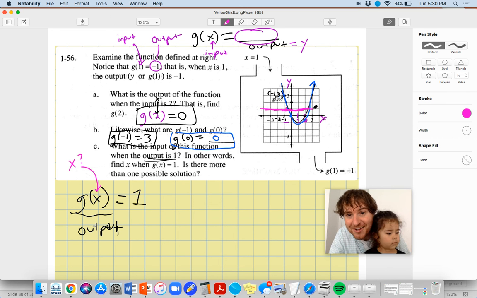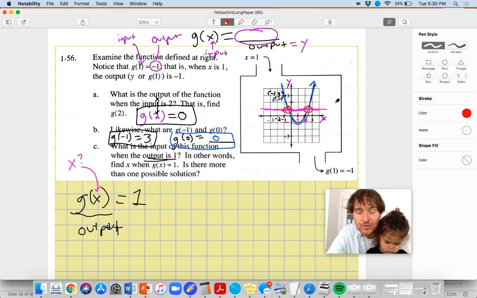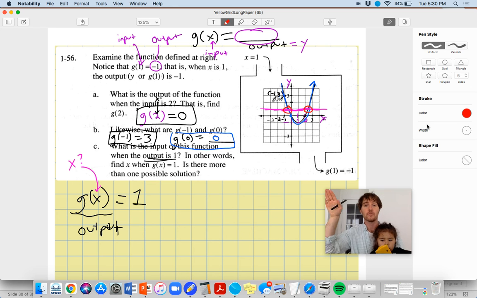It's going to be right here. This is when y equals 1, right? That's actually the equation y equals 1. So it looks like I actually have 2, right there and right there. 2 x values that actually lead to an output of 1. And that makes sense, right? Because a parabola has that kind of symmetry there. And usually for any given output, there are 2 inputs that lead to it.